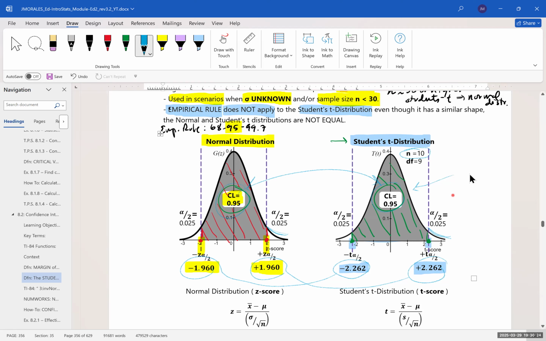And remember that the degrees of freedom is equal to the sample size minus 1. So if the sample size is 10, 10 minus 1 is 9. So that's where 9 degrees of freedom comes from.